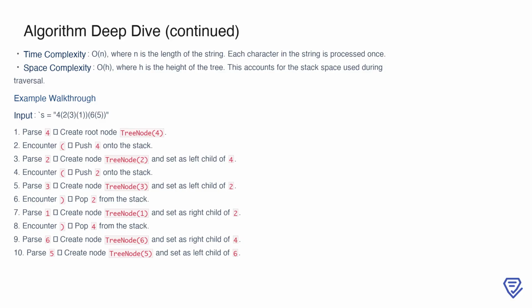A closing parenthesis indicates that we pop 2 from the stack. Next, parsing 1, we create a node and set it as the right child of 2. Another closing parenthesis means we pop 4 from the stack. Parsing 6, we create a node and set it as the right child of 4. Finally, parsing 5, we create a node and set it as the left child of 6.